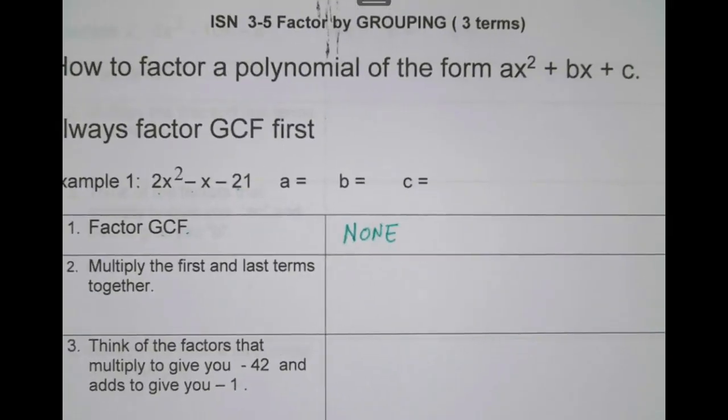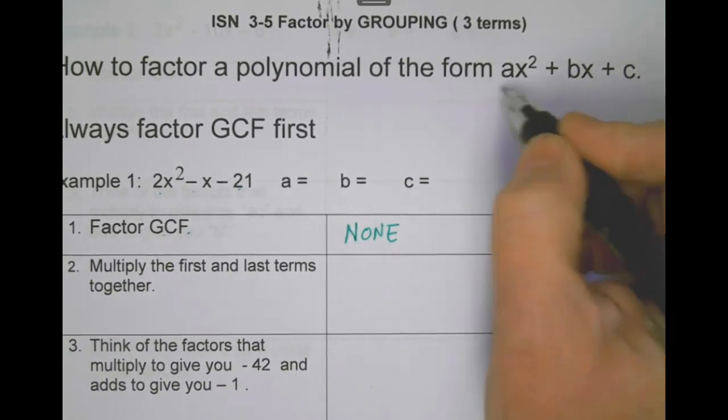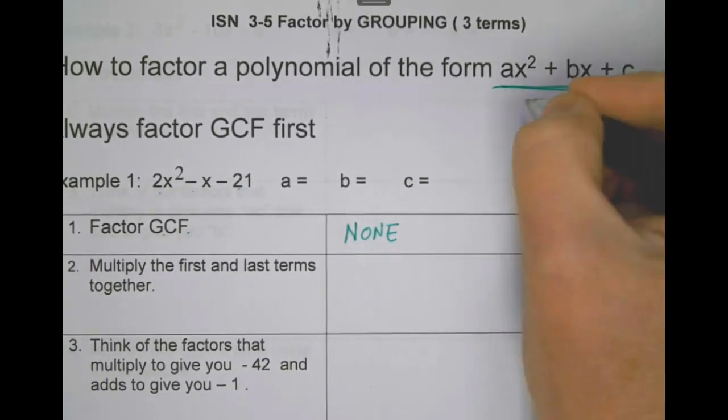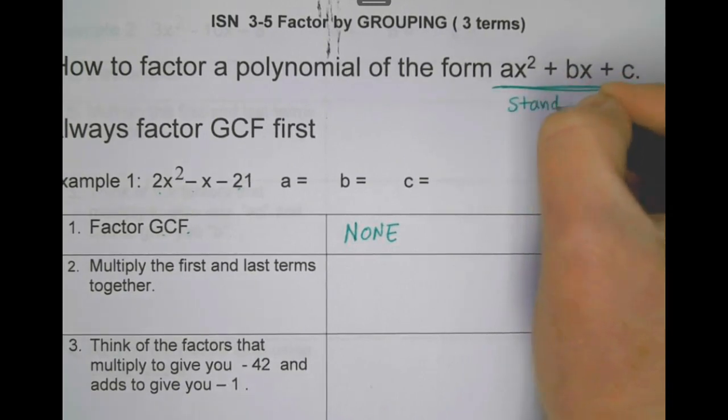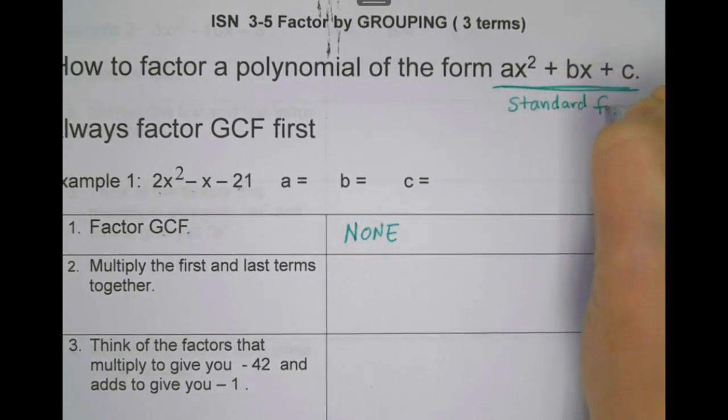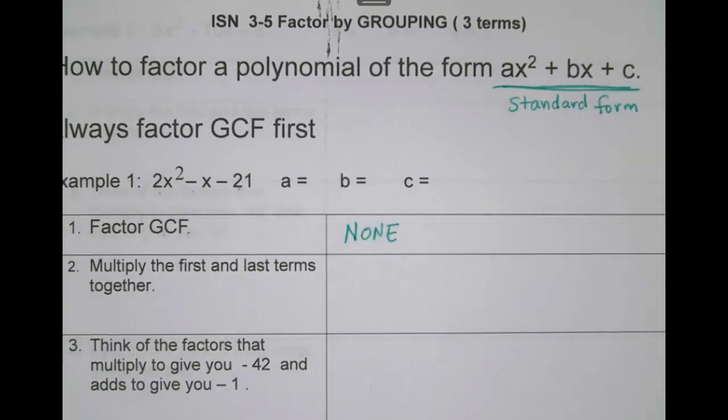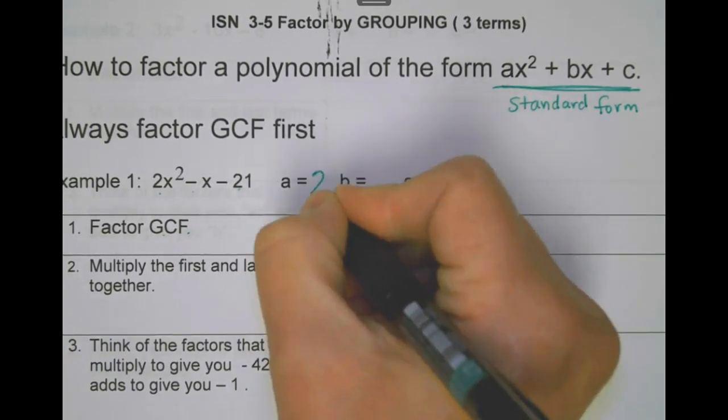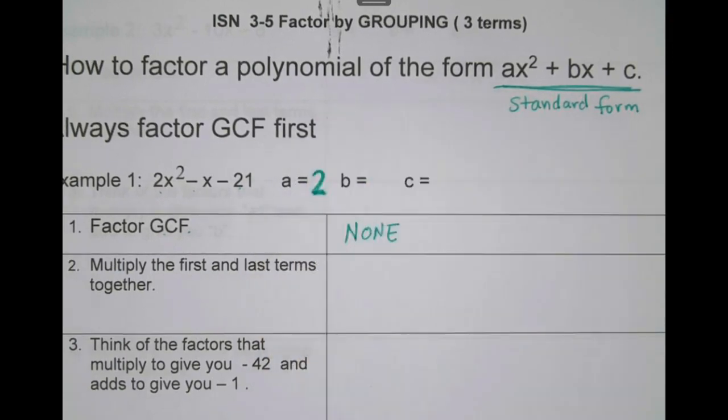Now, what's this talking about A, B's, and C's? This right here is standard form for a quadratic. The A is the number in front of the x squared. What number is in front of the x squared? The A is not 2x squared. It's 2. The A is a number. It is a coefficient. It does not include the x squared.